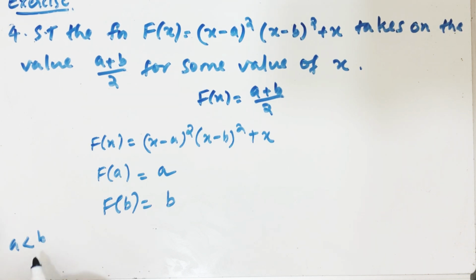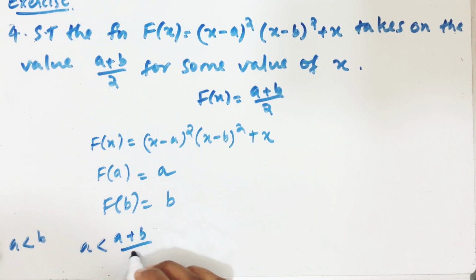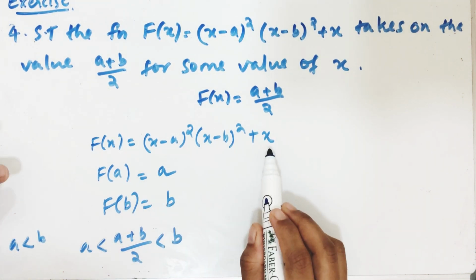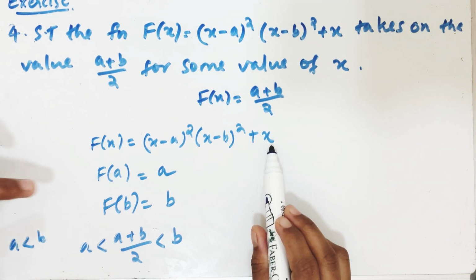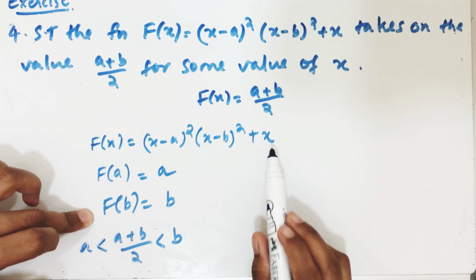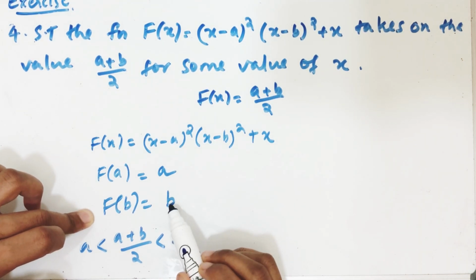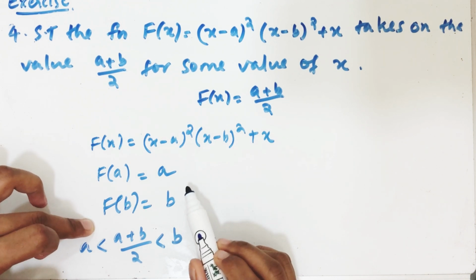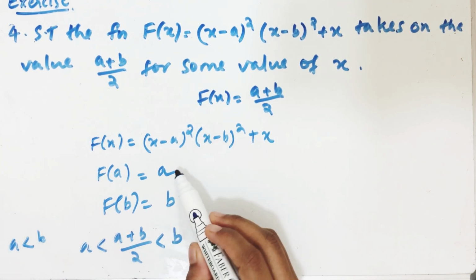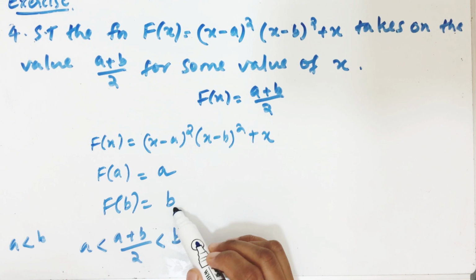Where is (a plus b)/2 here? (A plus b)/2 is at the middle of a and b. Or we can write a less than (a plus b)/2 less than b. Here see, this function is continuous, just a polynomial function. And also we have f(a) and f(b). Therefore, it takes all the values in between f(a) and f(b). (A plus b)/2 lies in between a and b. It takes all the values in between a and b.